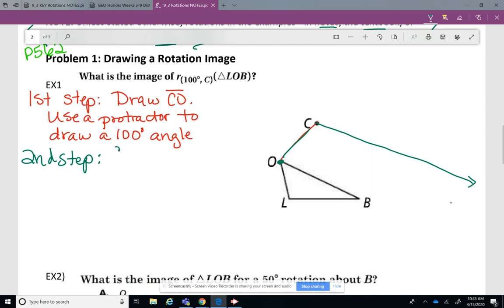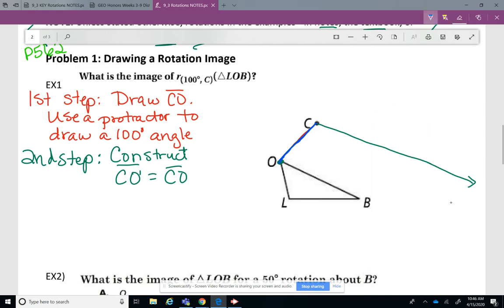We're going to construct segment CO prime, and it's going to equal segment CO. All right, so I'm going to do this in blue so you kind of know where I'm at. You see this segment right here, how long it is? I've got to duplicate that. So you pick up your compass, not your protractor. Remember the thing that has the little point on it?